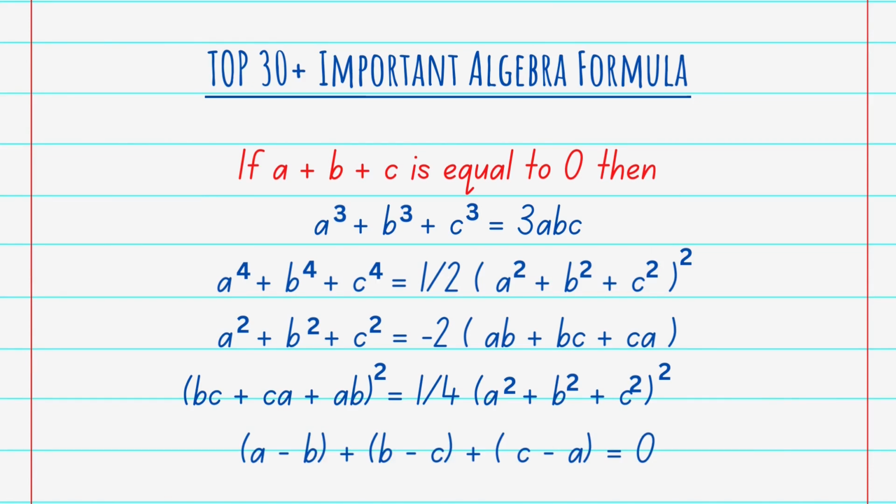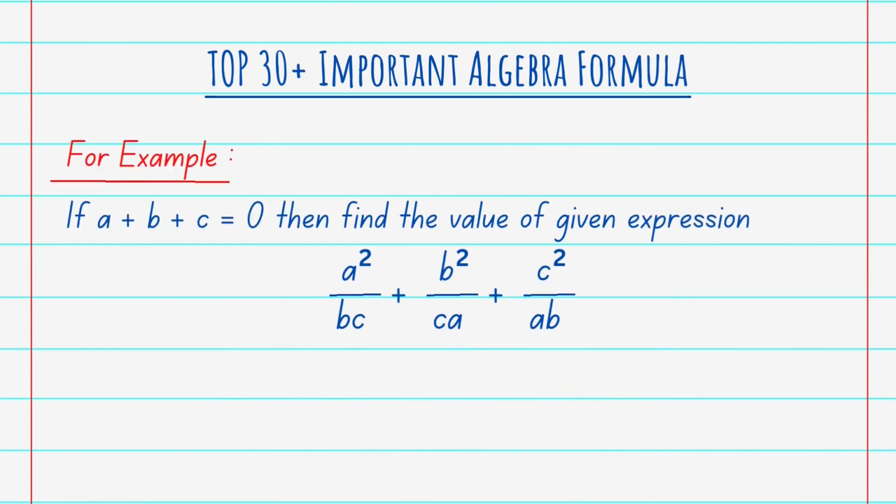And next is (a − b) + (b − c) + (c − a) is equal to 0. This is possible only if a + b + c is equal to 0. Got it? Remember this. For example, if a + b + c is equal to 0, then find the value of the given expression, and our expression is a²/bc + b²/ca + c²/ab. So we have to find out the value of this expression.